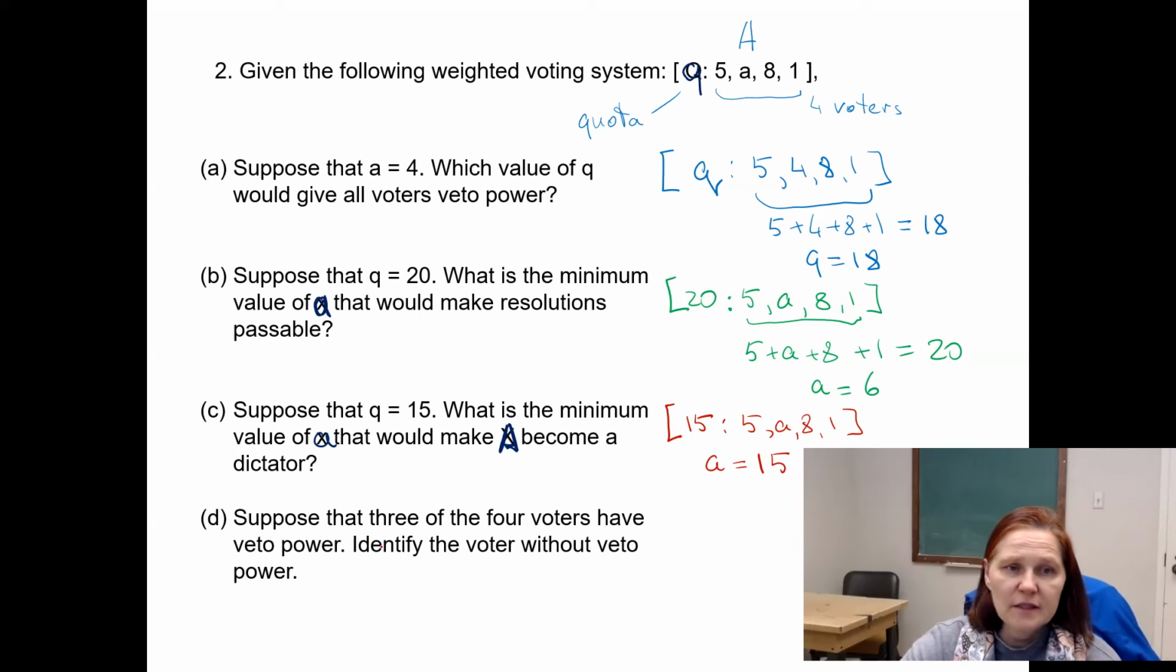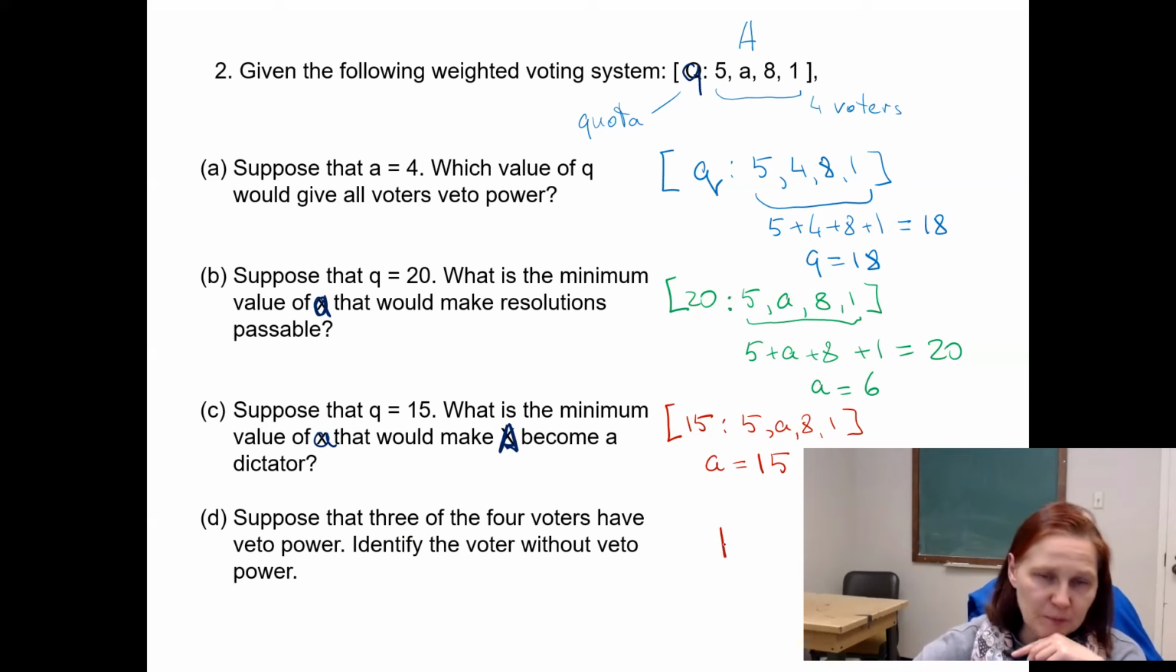Suppose that 3 or 4 voters have veto power. Identify the voter without veto power. So 3 or 4 voters means that they can pass without one voter. This voter must have the smallest weight, so it must be the voter with the weight 1.